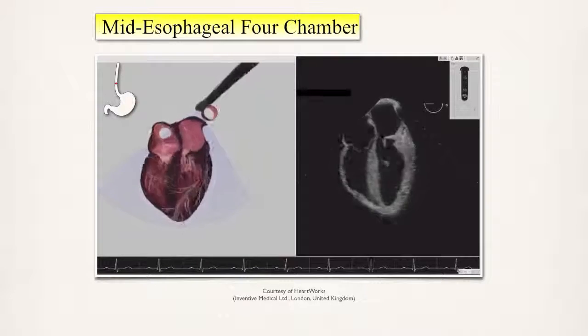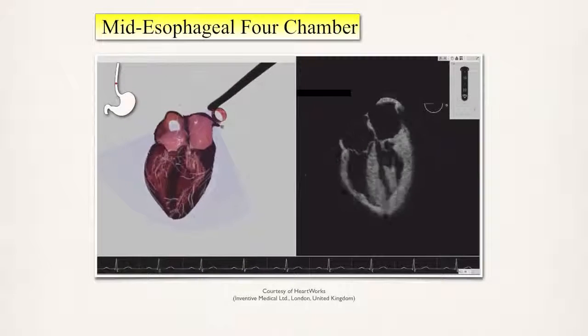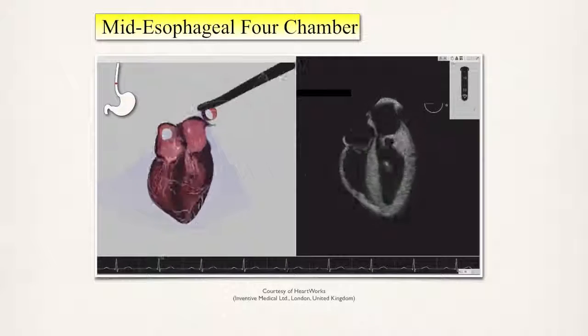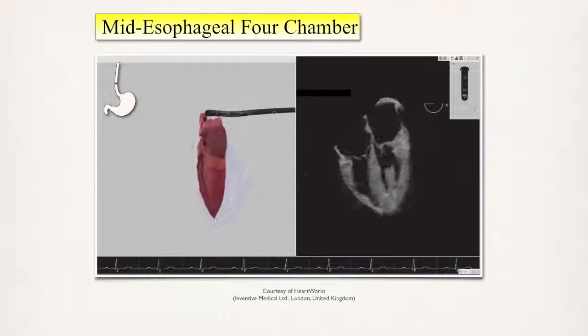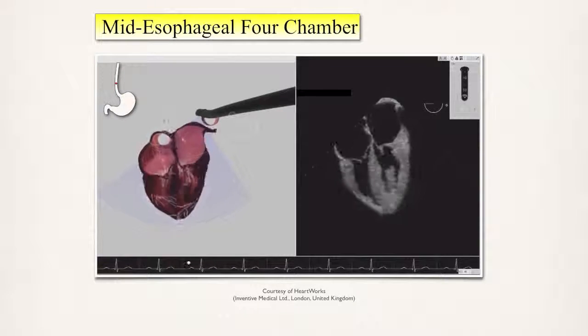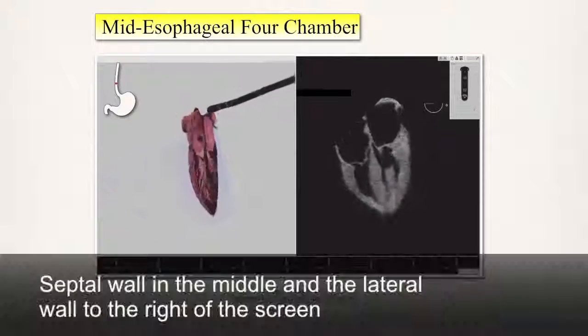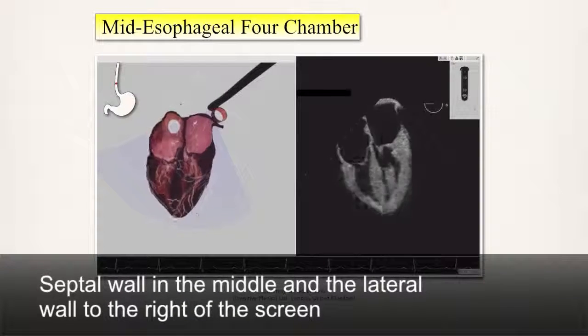In this side-by-side comparison, you can clearly see the structures of the right side on the left of the screen and those of the left side to the right. Note the thicker wall of the left ventricle, the thin walls of the atria, and the chordae and the tricuspid and mitral valves. The walls of the left ventricle seen here are the septal wall in the middle and the lateral wall to the right of the screen.